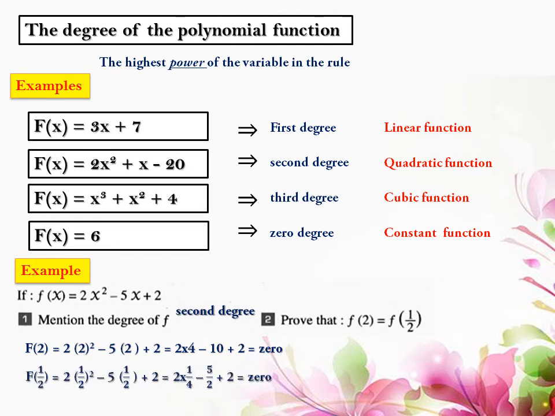f of half equals 2 times half power 2 minus 5 times half plus 2. A half power 2 equals a quarter, so a half minus 5 over 2 plus 2 equals 0. So the substitution by 2 equals the substitution by half.